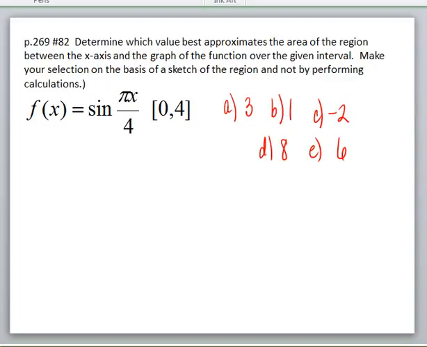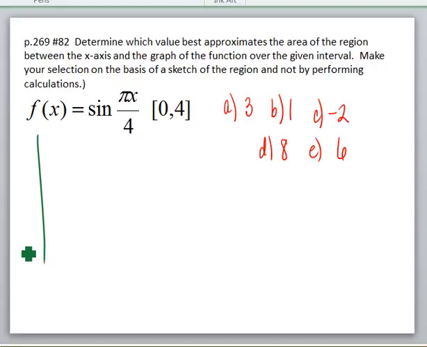In this problem, it says determine which value best approximates the area under the region between the x-axis and the graph over the function over the given interval. Make your selection based on the sketch of the region, not by performing calculations. So this is multiple choice, and here's my multiple choice answers. I've got 3, 1, -2, 8, and 6 with solutions that are possibilities.